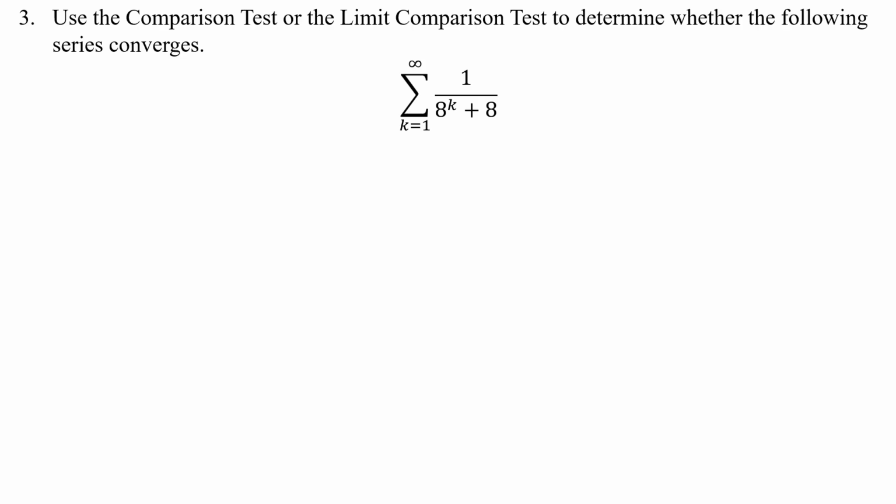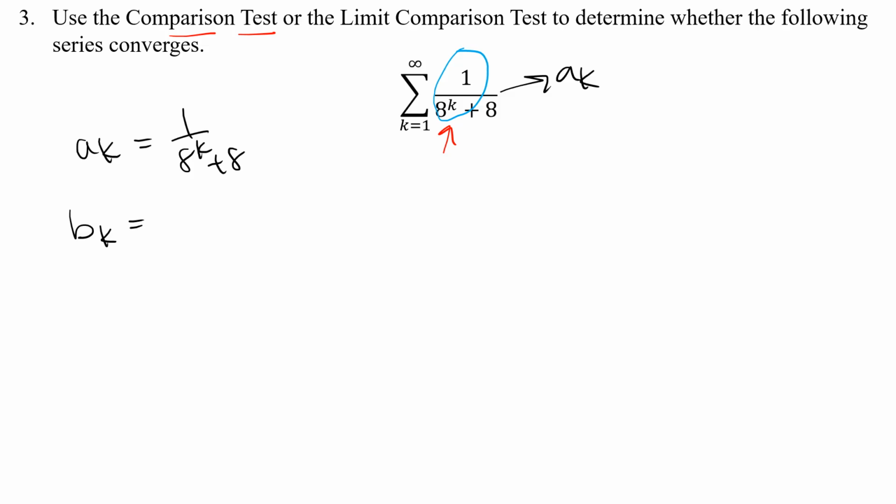All right, so here we're going to use the comparison test or the limit comparison test to determine whether the series converges, okay? So again, for this one, we're just going to look at the comparison test. So if we look at our 8 to the k here, let's see if we can compare this series a sub k to another function that looks very similar, okay? So all we're going to take here is just this piece of it here, okay? We're going to ignore the plus 8, right? So our a sub k is this 1 over 8 to the k plus 8, but we're going to let our b sub k just simply be 1 over 8 to the k, okay?